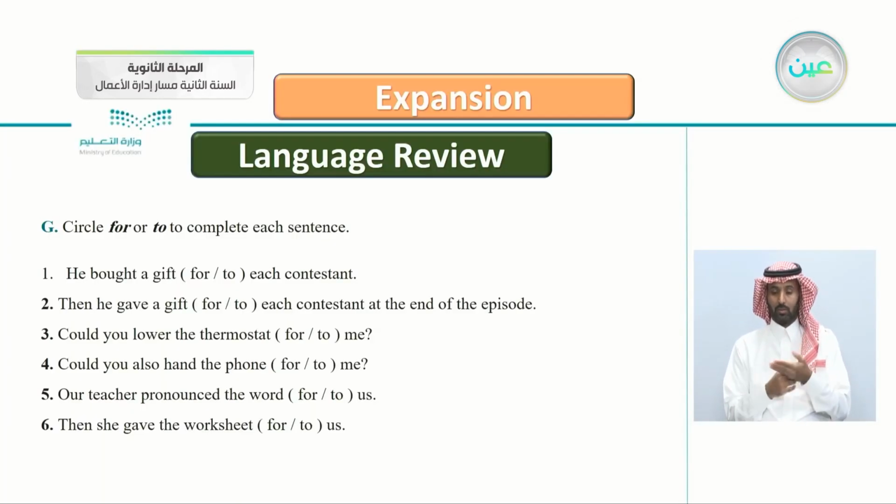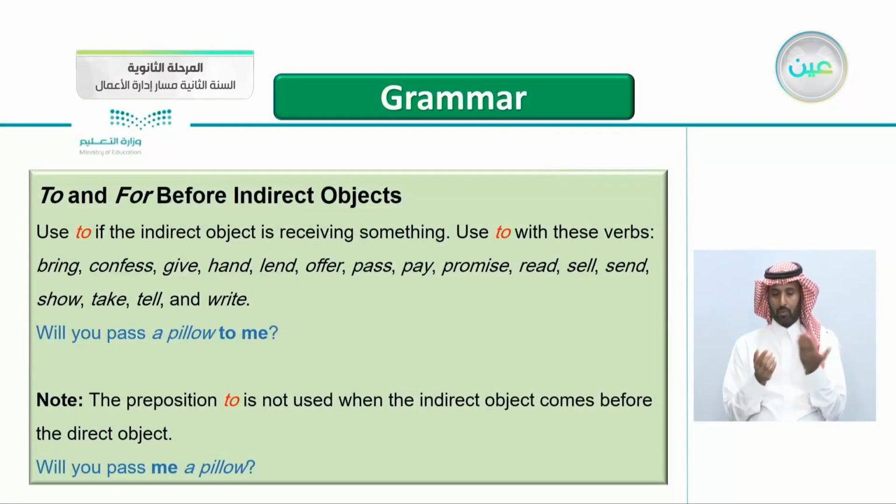The first exercise for today, circle for or to complete each sentence. Again, circle exercise G, of course. We have 6 sentences, but before we read them, let's revise this part of the grammar: for and to before indirect objects.